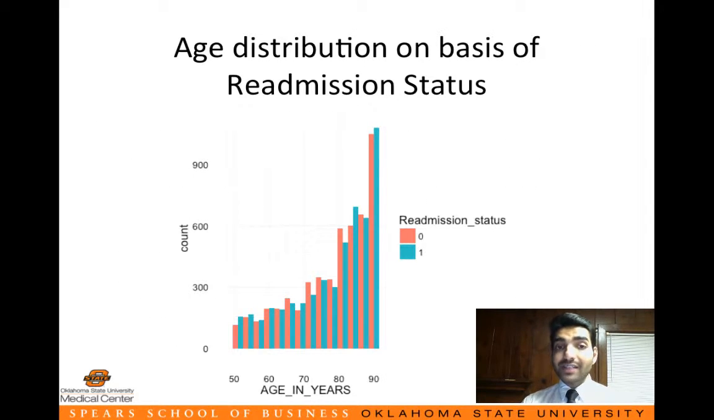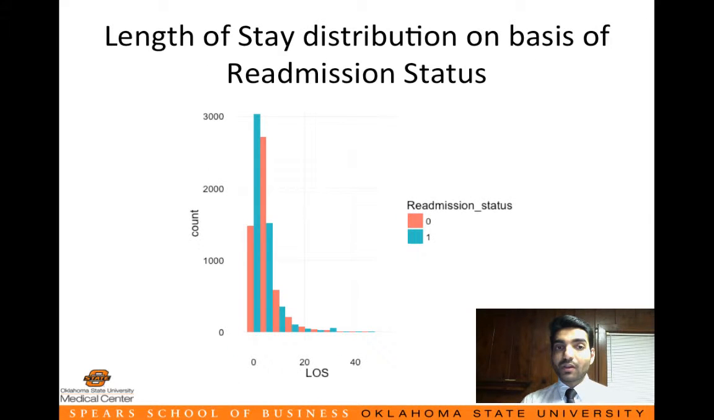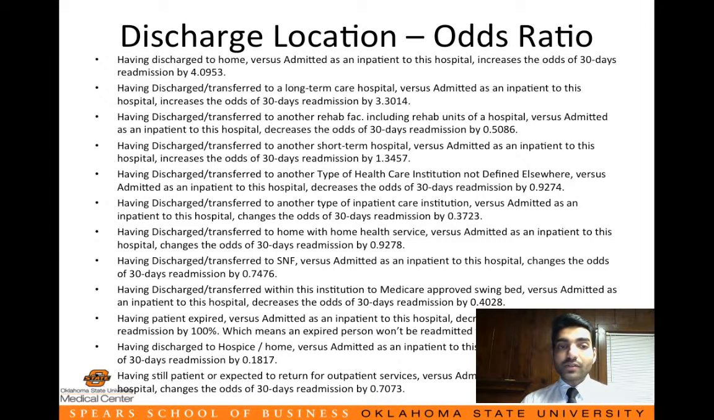As we can see in the graph as well, the graph clearly shows that as the age increases, the number of readmission encounters also increases. Following is the odds ratio of discharge location. Now, since this is a categorical variable, our code has split this into the levels.